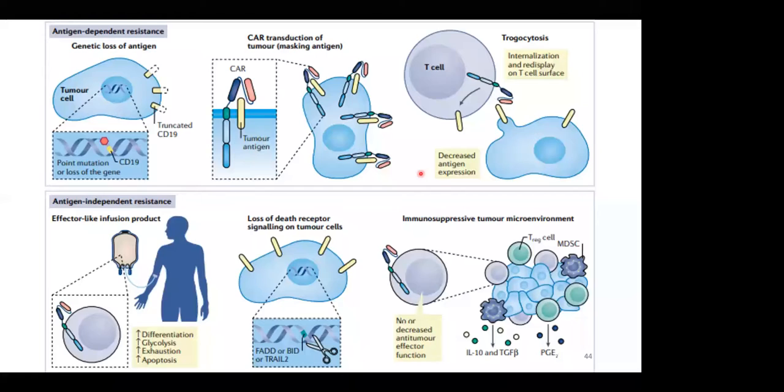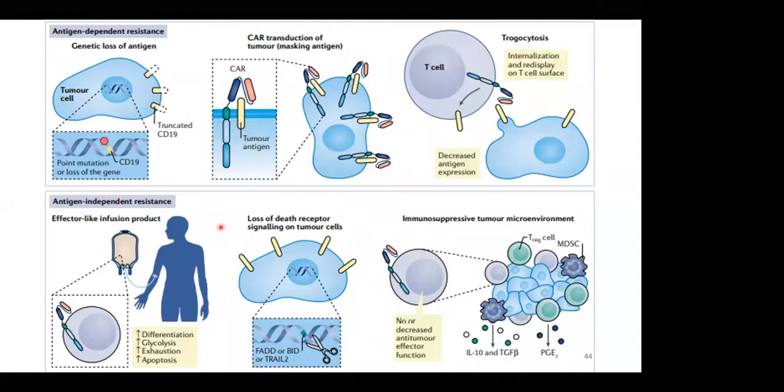Now the third mechanism is called trogocytosis. What is trogocytosis? The CAR basically binds to the tumor antigen and plucks it out and then redisplays it on the T cell surface. So when there's decreased antigen expression on the tumor cell, obviously these guys can actually escape the CAR-T from attacking them.